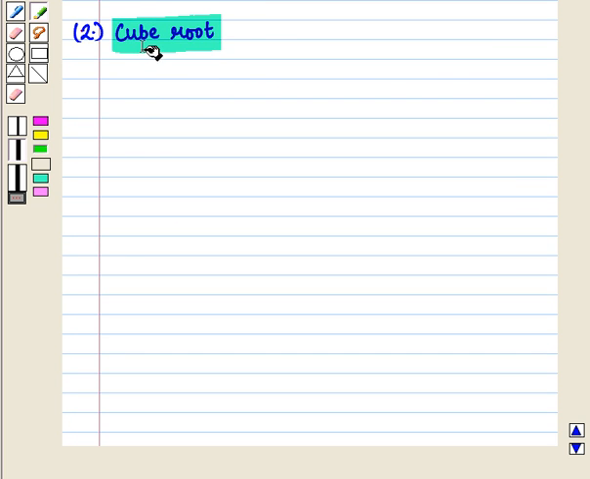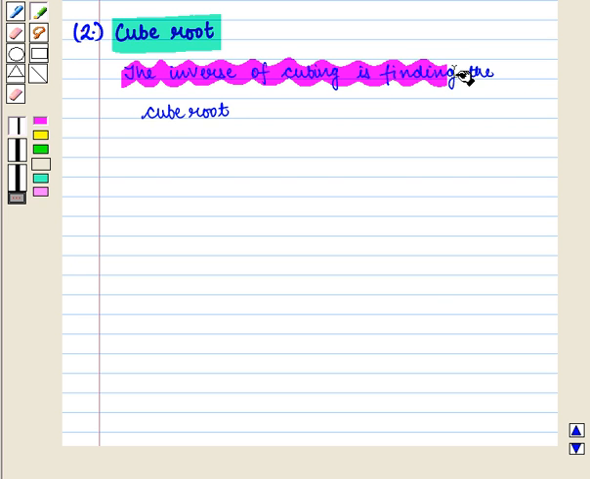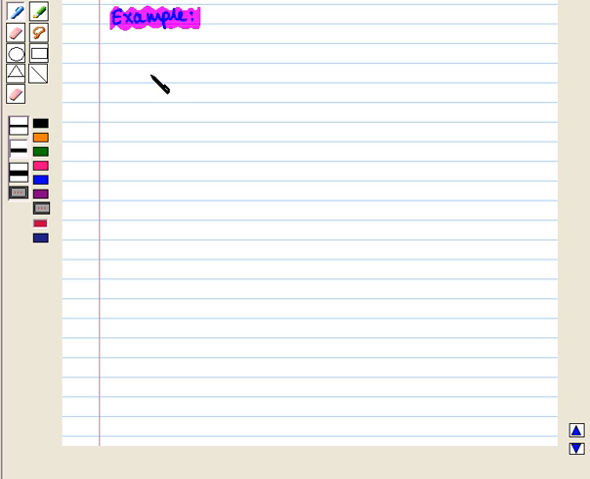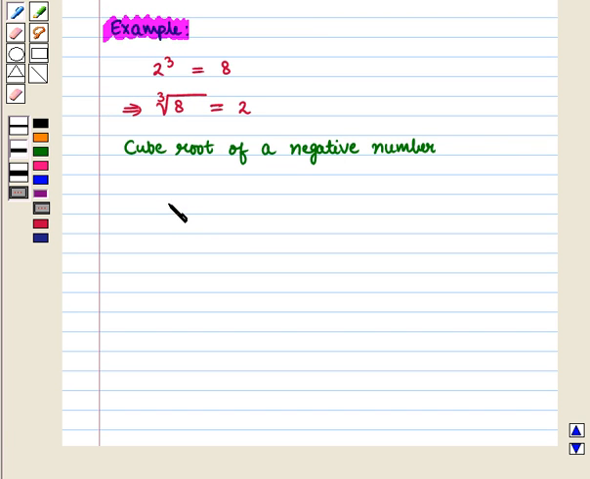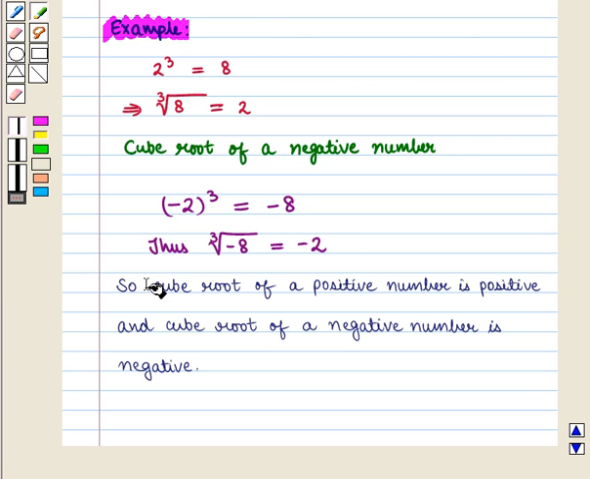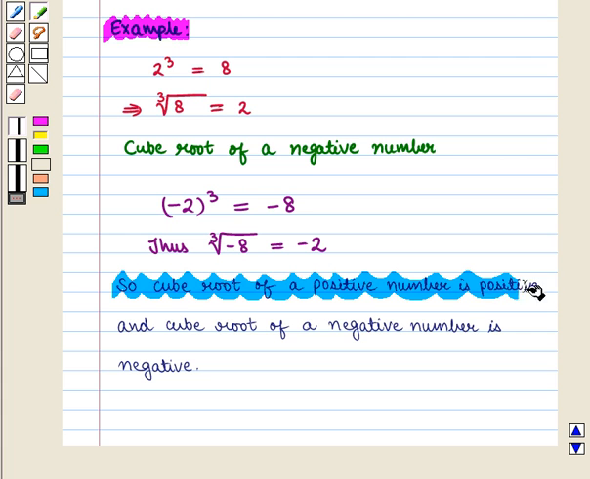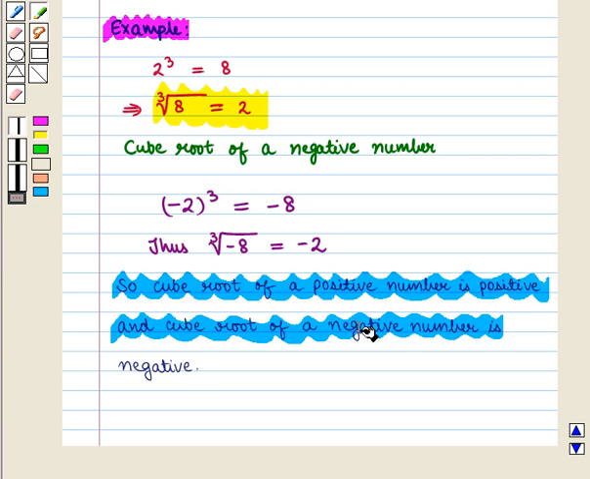Now we are going to discuss cube root. The inverse of cubing is finding the cube root. For example, we know that 2 cube is equal to 8. Thus, cube root of 8, which is denoted by this, will be equal to 2. Let us see cube root of a negative number. We know that minus 2 whole cube is equal to minus 8. Thus, cube root of minus 8 is equal to minus 2. So, we can say that cube root of a positive number is positive. And cube root of a negative number is negative.